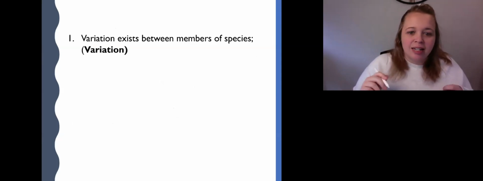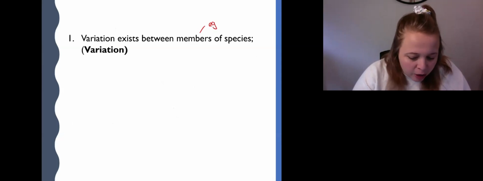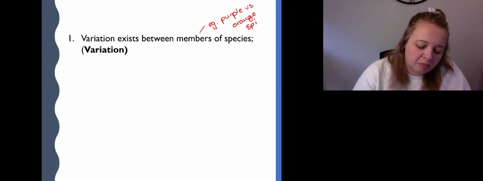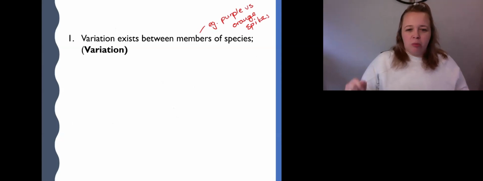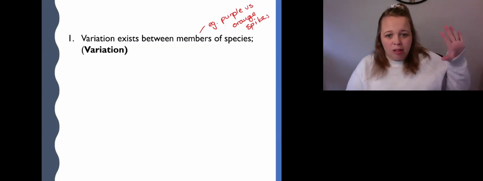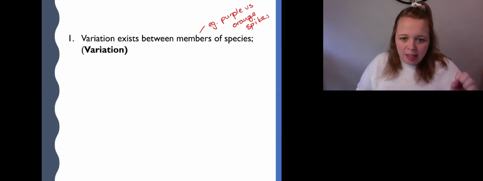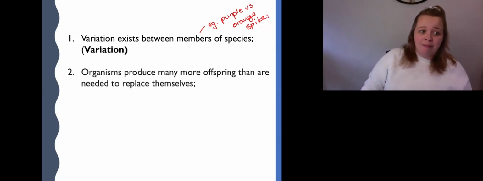Nice and easy. There need to be differences between the members of the species. So this could be, e.g., purple versus orange spikes. I'm just going to say any kind of characteristic. It doesn't matter, but there has to be more than one. If every single individual is exactly the same, natural selection cannot work. The biggest thing is that variation must exist, and it must exist at the beginning.